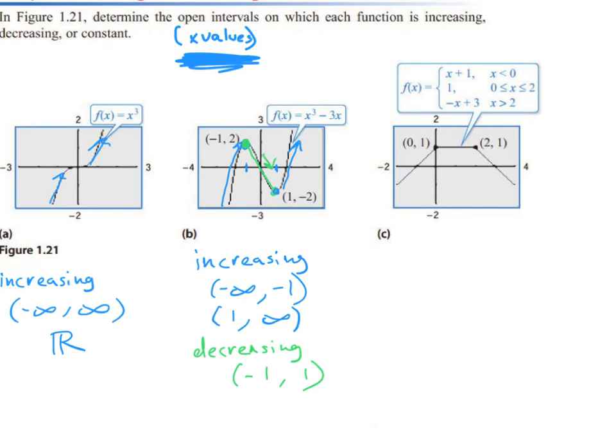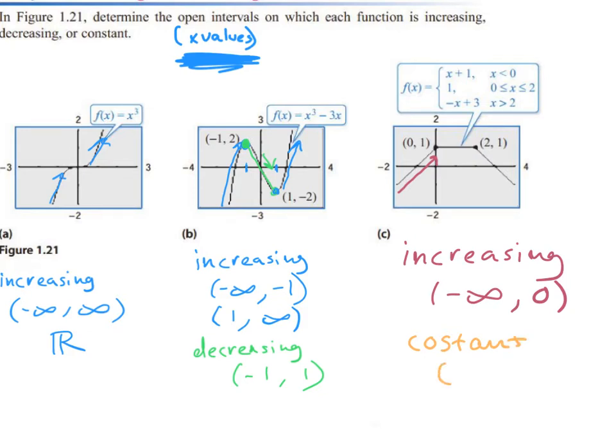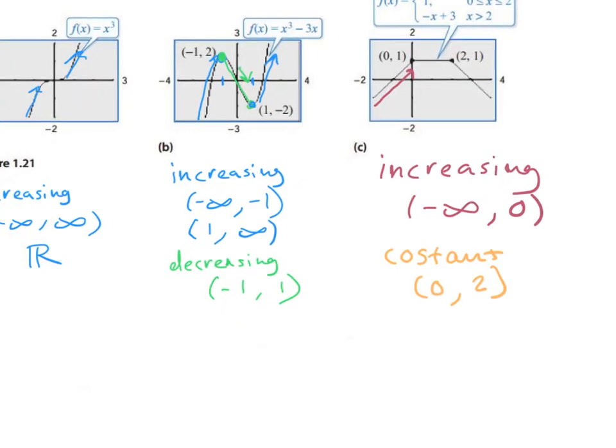Looking at example 3, we see that our graph is going up here until what point? So it's increasing from -infinity to when does it stop increasing? 0. And then from 0 to what point is it constant? 2. 0 to 2. And then from 2 to what point is it decreasing? 2 to infinity. So 2 to infinity, it's decreasing.